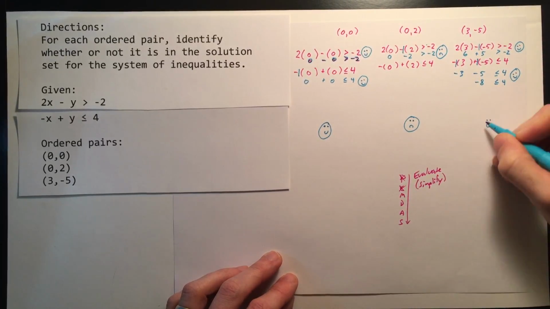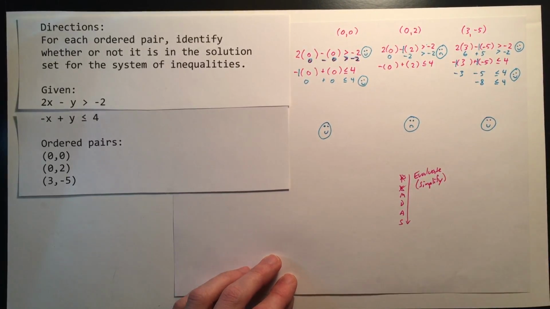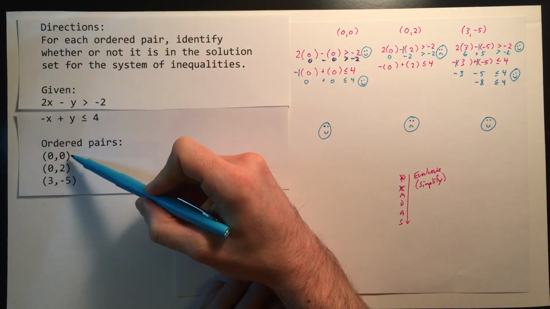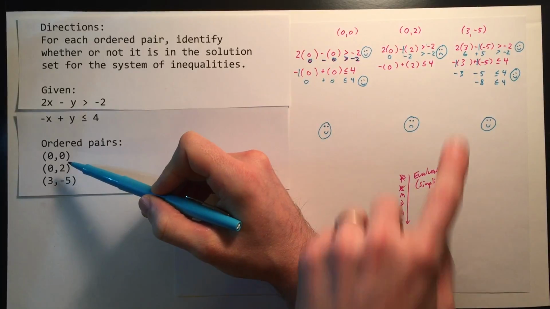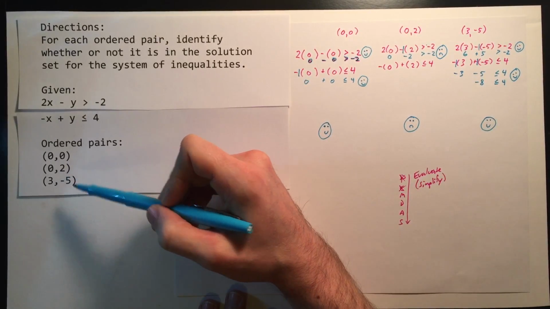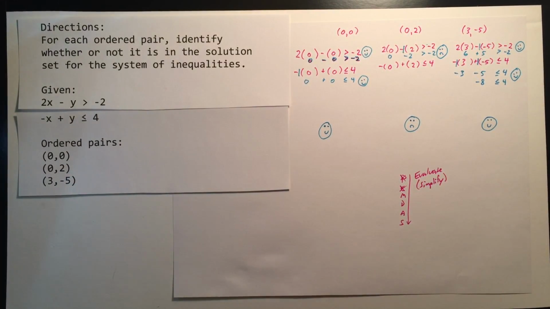And we have two smiley faces, which means that it is a solution to the system. So the answer to this problem is yes, it's a solution to the system. No, it's not a solution to the system. It was a solution to just one, but not to the system. And the last one, yes, it is a solution to the system.